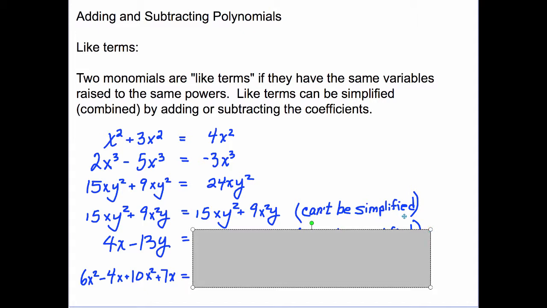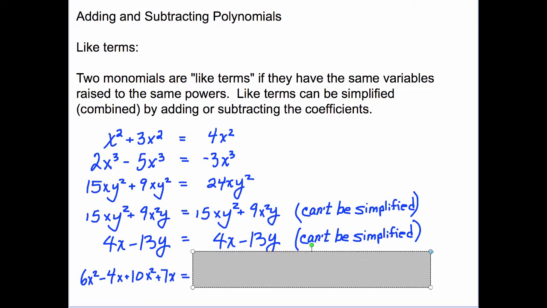Can't be simplified. We've already seen things like 4x minus 13y earlier in the course, and we know that those cannot be simplified because they're different variables. The monomials are not like terms. So if asked to simplify that, we would just write 4x minus 13y.